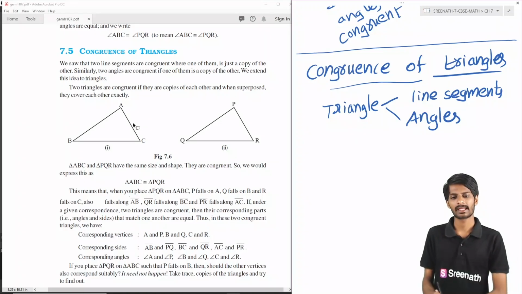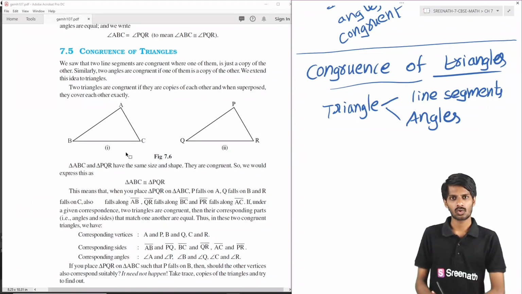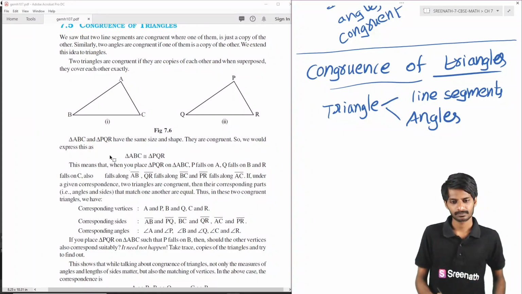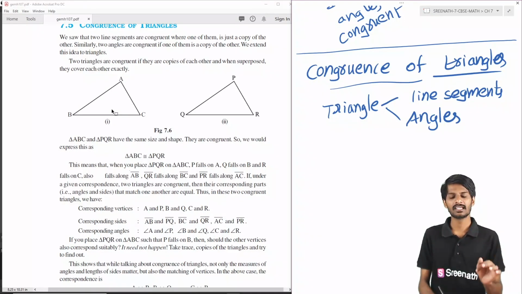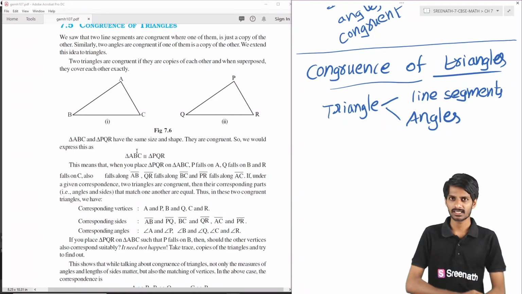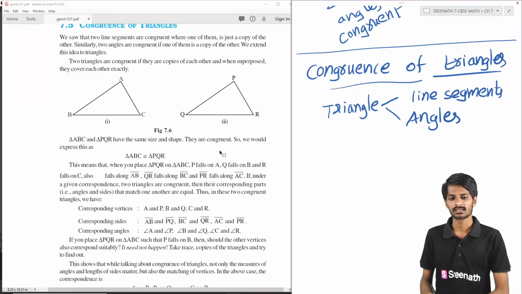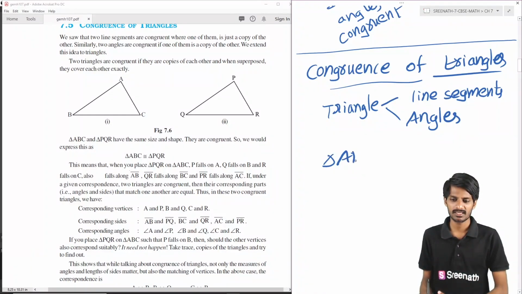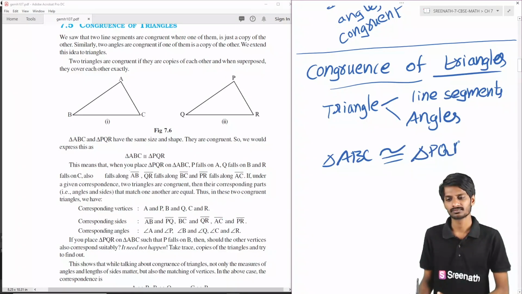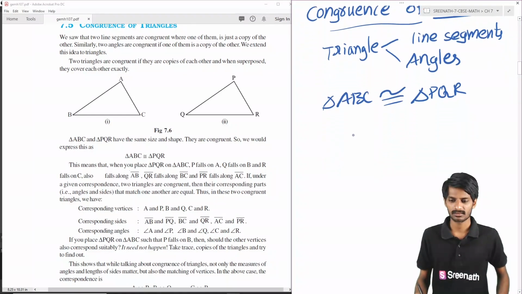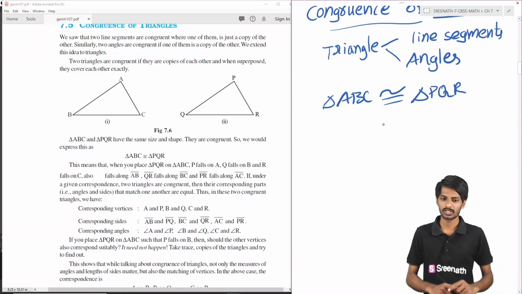So there are two triangles. Two triangles are congruent means if we place one triangle on another, they must cover each other. They must superimpose each other. That is the task. So here triangle ABC and triangle PQR have the same size and shape. That's why they are congruent. So how will we express that? The triangle ABC is congruent to triangle PQR. That is the case, students. Triangle ABC is congruent to triangle PQR.